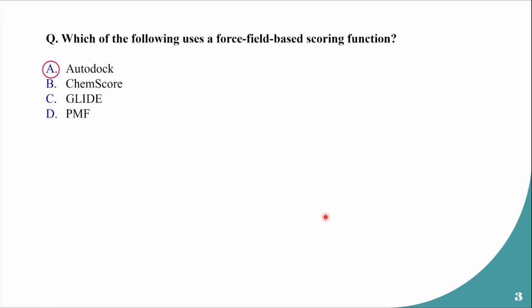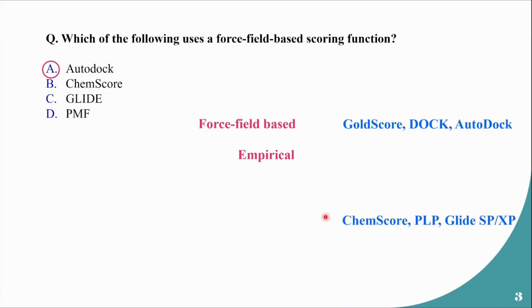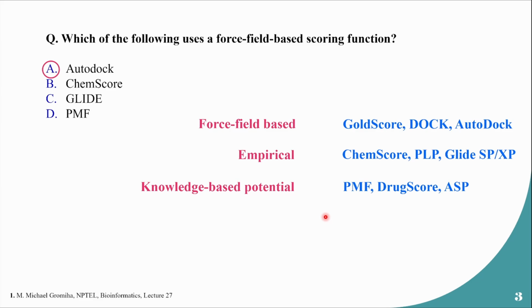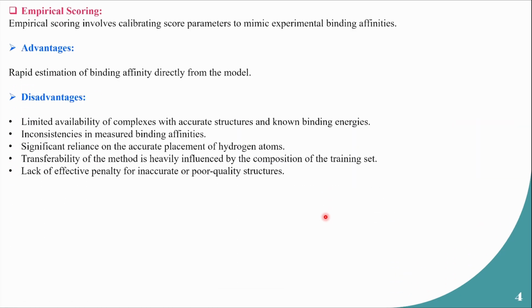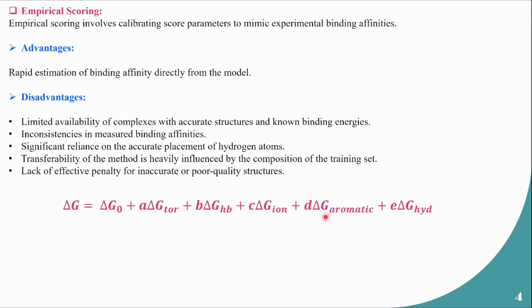Again, we talked about the different kinds of scoring functions which are used in various popular softwares, for example, Autodoc, ChemScore, Glide, etc. There are force field based, empirical, and knowledge based potentials which are widely used for these different softwares. We saw some examples. We went over some details, covering some of the algorithms or approaches for the scoring functions, such as the empirical scoring. We talked about this, let's say, where the energy is divided into different terms, for example, energy for torsion, angle, hydrophobic interactions, ionic interactions, and so on.